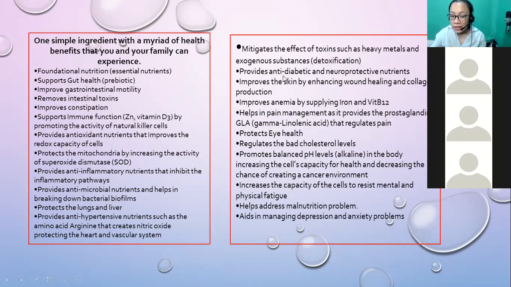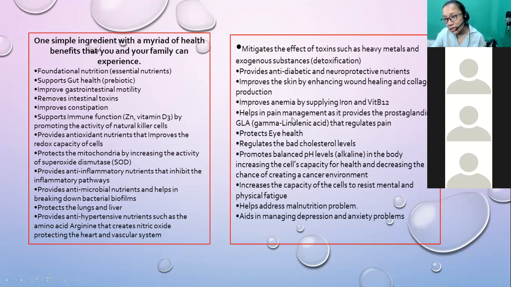When we say anti-diabetic, it increases insulin sensitivity. Kaya yung mga sugar sa blood napapapasok sa cell because spirulina minerals and amino acids increase insulin activity, and neuroprotective nutrients because it provides good fats to our brain cells that support yung covering, protecting the brain and the spinal cord covering. It improves the skin by enhancing wound healing and collagen production. It improves anemia by supplying iron and vitamin B12.